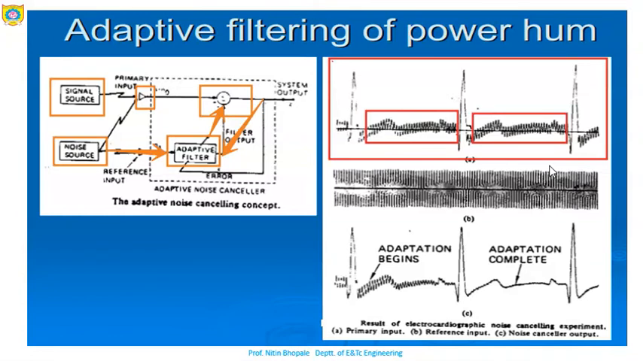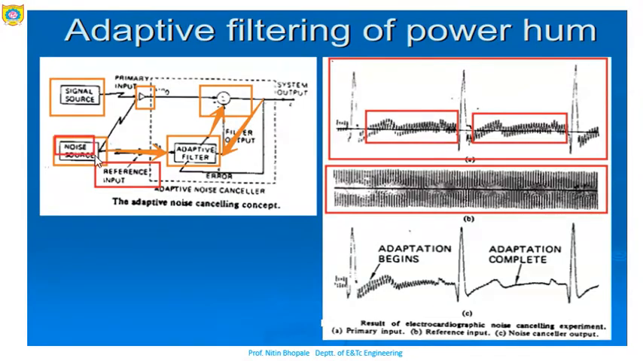Now the reference input will be accepted. Let's say this is the reference input, which we have seen over here, and this is the noise source. To the noise we added the reference and it will be applied to the adaptive filter. So the reference input along with the primary input will work to give the noise canceller output. Now this is the output where we can see adaptation begins. So the noise cancellation starts here.